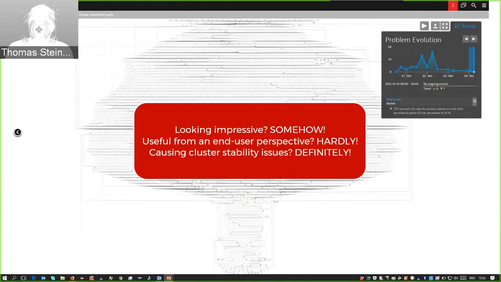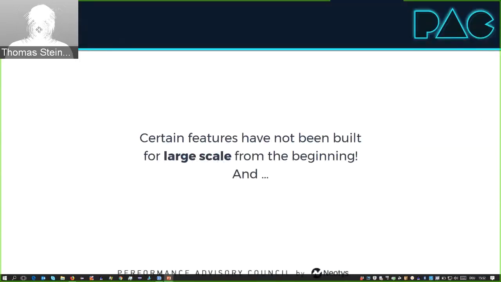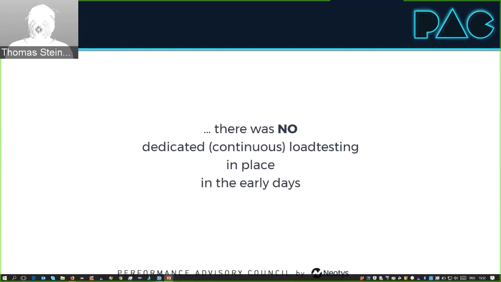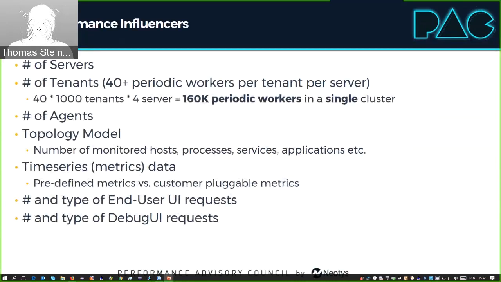So again, the thing was really about priorities, and we have learned from that, to be honest. Certain features have not been built for large scale from the beginning. And the other thing was that at that early time, we did not have dedicated continuous load testing in place. That was very crucial for us in the early days.